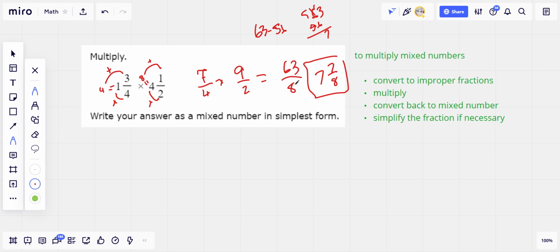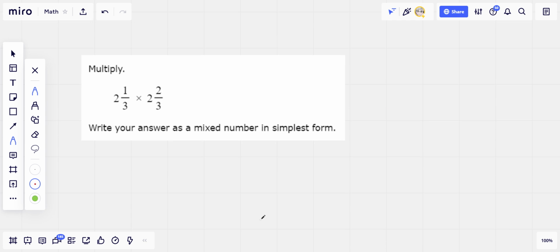If you had just set this up as a long division problem, you would have gotten 7 with a remainder of 7. And so that remainder would have told you how many 8s were in the fractional part. Let's try one more for practice. So here we're multiplying 2 1/3 times 2 2/3.